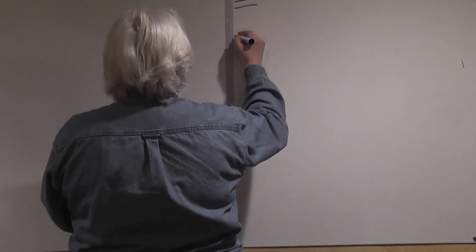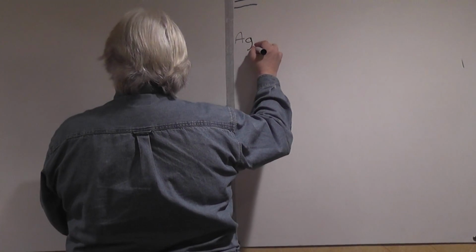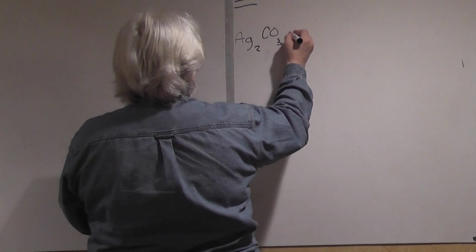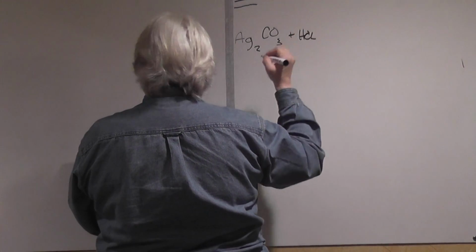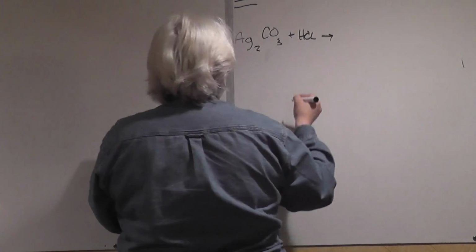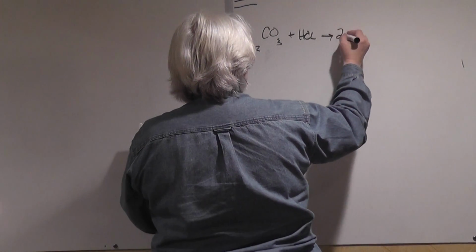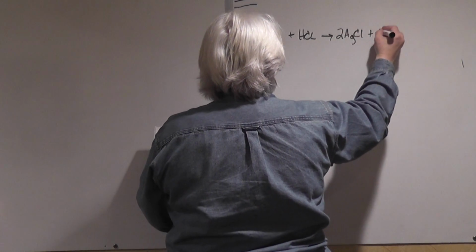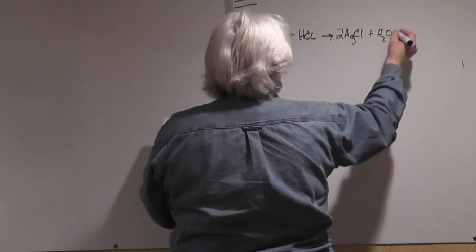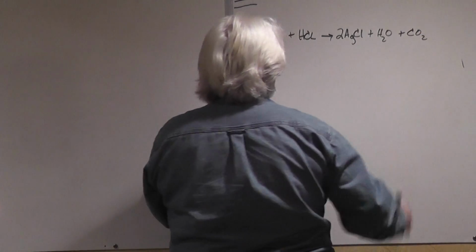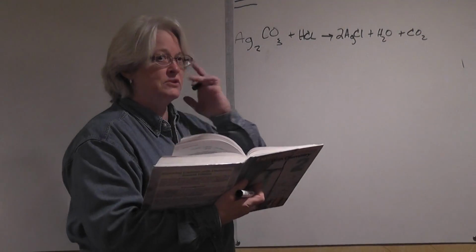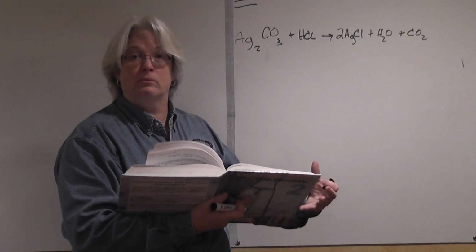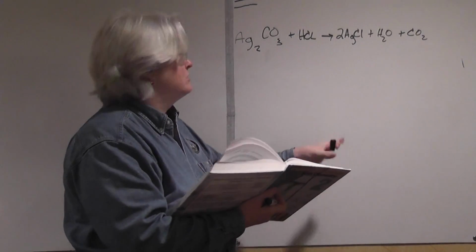So we have Ag is silver. So we have Ag2CO3, which is a solid, plus hydrochloric acid. That's going to react to form silver chloride, AgCl plus water, plus carbon dioxide. So the photographer needs to make silver chloride, which is used in the photo developing that he's going to do when he's not doing digital photography.